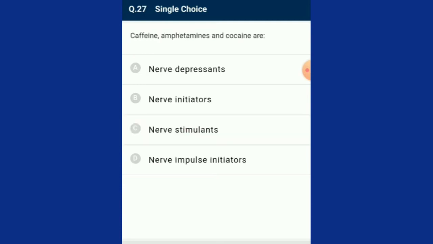Question number 27. Caffeine, amphetamine, and cocaine are nerve stimulants. These drugs stimulate the nervous system, make a person more wakeful, alert, and active, and cause excitement. Caffeine and cocaine are natural stimulants, while amphetamine is a synthetic stimulant.